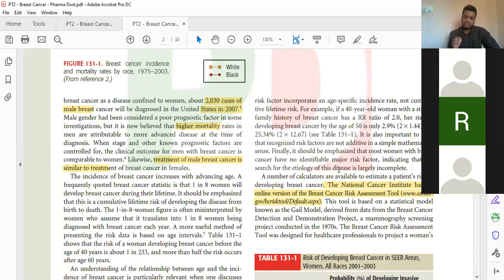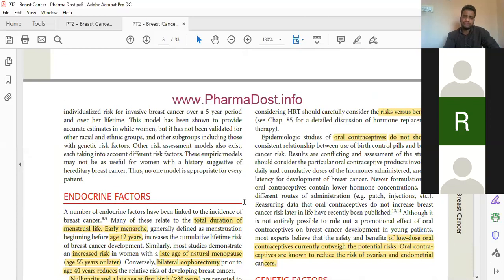We have some assessment tools to assess the risk. The National Cancer Institute has an online version of the breast cancer risk assessment tool, which can be accessed at www.cancer.gov/bcrisktool/default.aspx. If you go to this link, you will find this risk assessment tool. You need to give some data there, and then it will help you assess the risk. But there is some controversy, and we have other ways to assess the risk. This tool also has limitations, like it doesn't take into account ethnicity, race, and such things. But it can help us assess the risk.